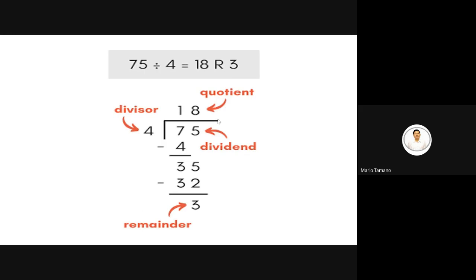So we have here 75 divided by 4 is equal to 18, with remainder 3. But before that, I'd like to introduce to you again, even though these parts of the division house were already discussed with you during your elementary time. So we have the division house. Yung 4 sa labas, we have the divisor. The 75 inside of the division house is the dividend. The answer is the quotient. And of course, the remainder.